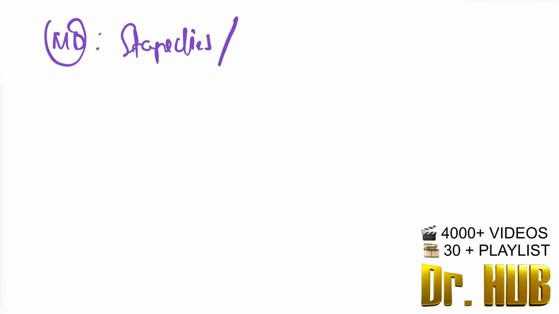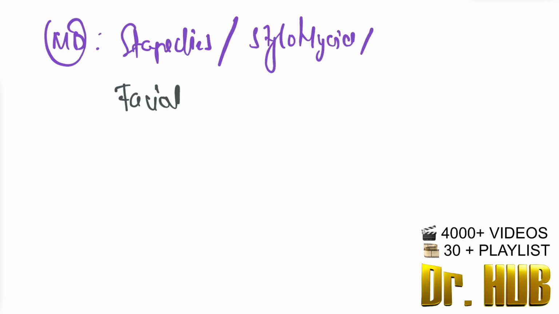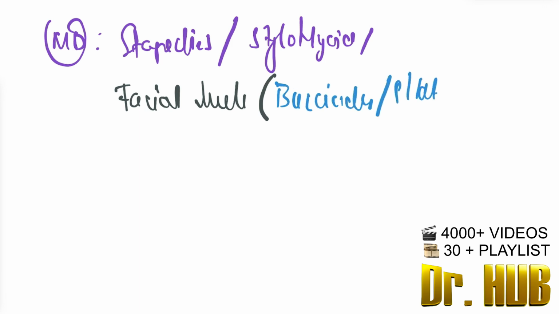Next, looking at the muscle derivatives, MD, it includes the stapedius. There is also the stylohyoid and the facial muscles. All this is part of the second arch. And what do the facial muscles include? It includes the buccinator, the platysma, as well as the posterior belly of the digastric.